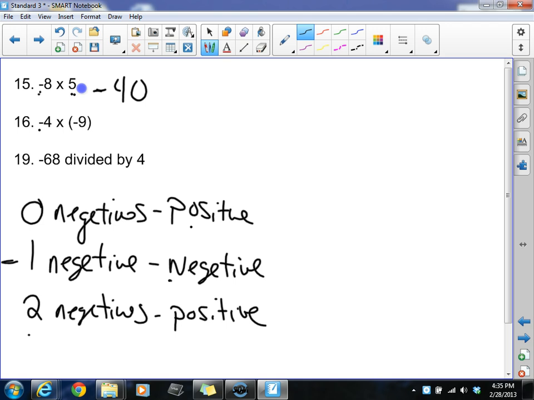Now, number 16, I have a -4 and a -9. Now I'm going to follow this rule right here. Now, 4 times 9 is simply 36, but I have a positive answer, so my answer is 36. Let me write that a little closer to where I need it, right?